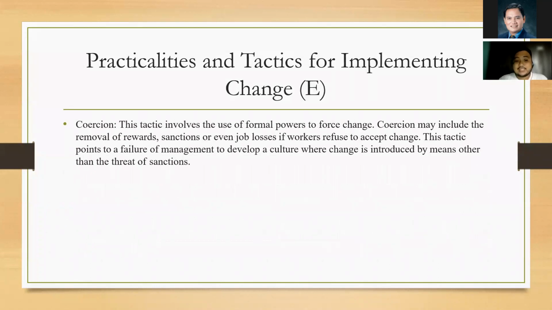Then lastly, we have coercion. This tactic involves the use of formal powers to force change. Coercion may include the removal of rewards, sanctions, or even job losses if workers refuse to accept change. This tactic points to a failure of management to develop a culture where change is introduced by means other than the threat of sanction. So this last one is what we discourage the most, because definitely this will cause a backlash.